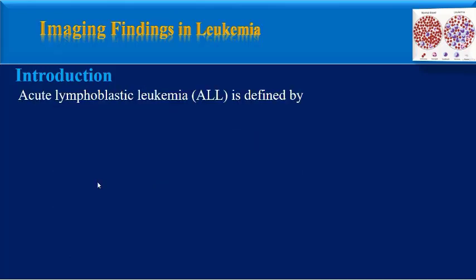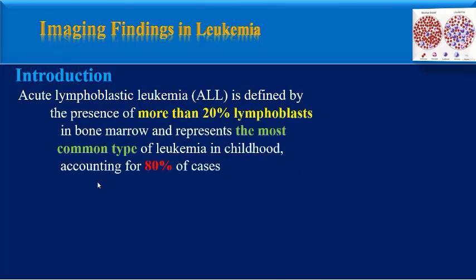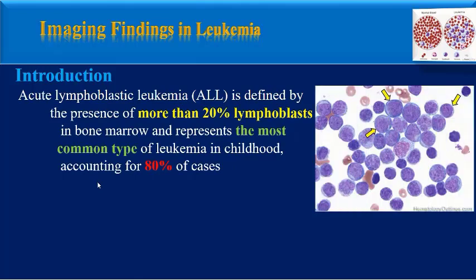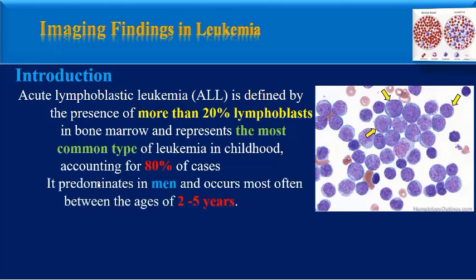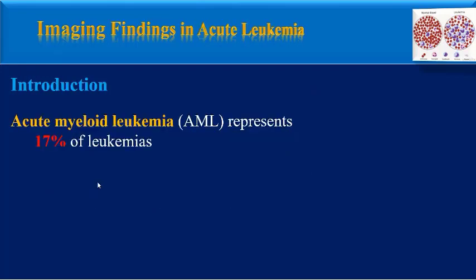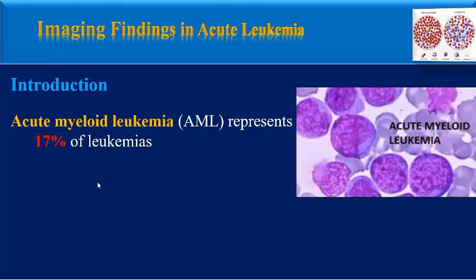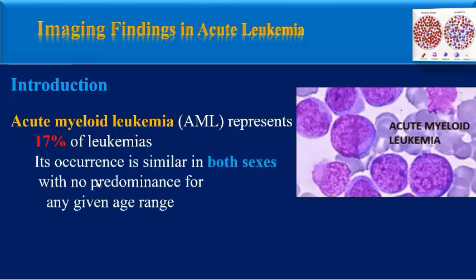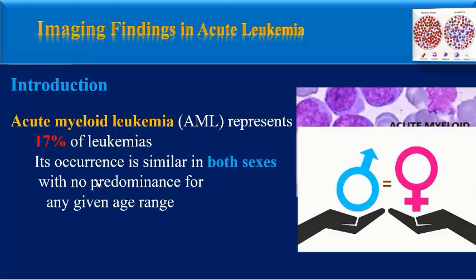Acute lymphoblastic leukemia is defined by the presence of more than 20% lymphoblasts in bone marrow and represents the most common type of leukemia in childhood, accounting for 80% of cases. It predominates in men and occurs most often between the ages of 2 to 5 years. Acute myeloid leukemia represents 17% of leukemias. Its occurrence is similar in both sexes with no predominance for any given age range.